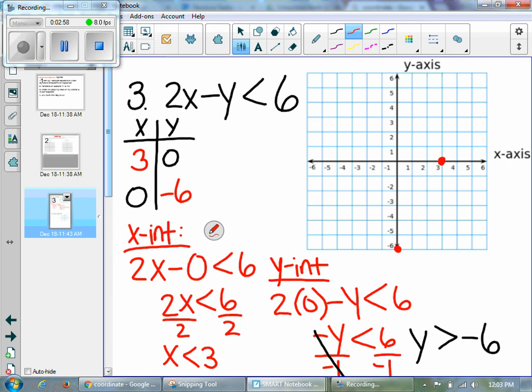Now, to decide if I'm going to use a solid or a dotted line, if there is the less than or greater than symbol, not equal to, we need to use a dotted line. Excuse me.